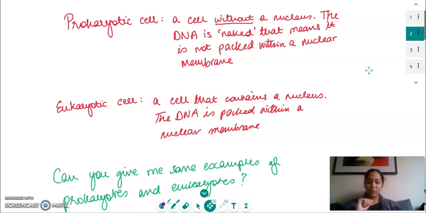So can you think of some examples of prokaryotes and eukaryotes, please? So examples of prokaryotes can be a lot of bacteria. Eukaryotes are animals, plants, fungi. So eukaryotes tend to be bigger and tend to be multicellular. Prokaryotes are smaller and unicellular.